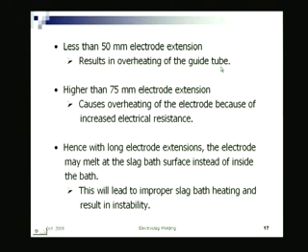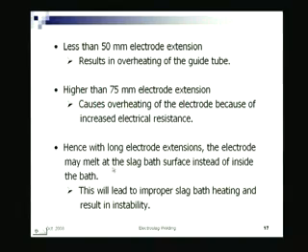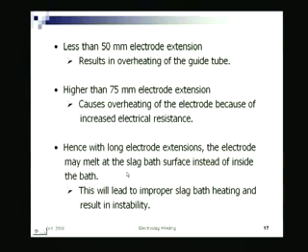Less than 50 millimeter results in overheating of the guide tube. Higher than 75 causes overheating of the electrode because of increased electric resistance. That is the same thing we saw in gas metal arc welding or even submerged arc welding. The longer the extension, the more heat is generated because of the resistance of that part times the current squared. Hence, with long electrode extension, the electrode may melt at the slag bath surface instead of inside the bath. In submerged arc, we do not generally keep a very long extension because it becomes unstable. It gets heated up, so it may not come down vertically over the molten pool, but may get deflected. If it is too long, it may heat up so much that it melts at the slag bath surface instead of inside the bath.